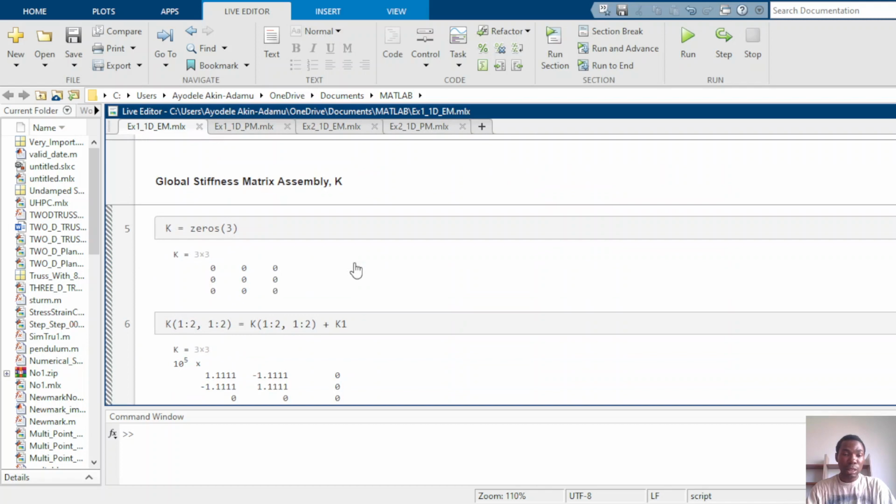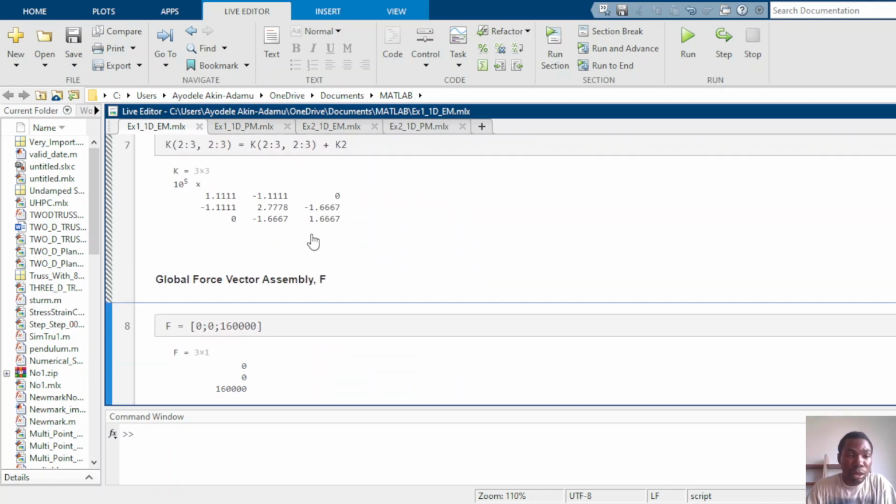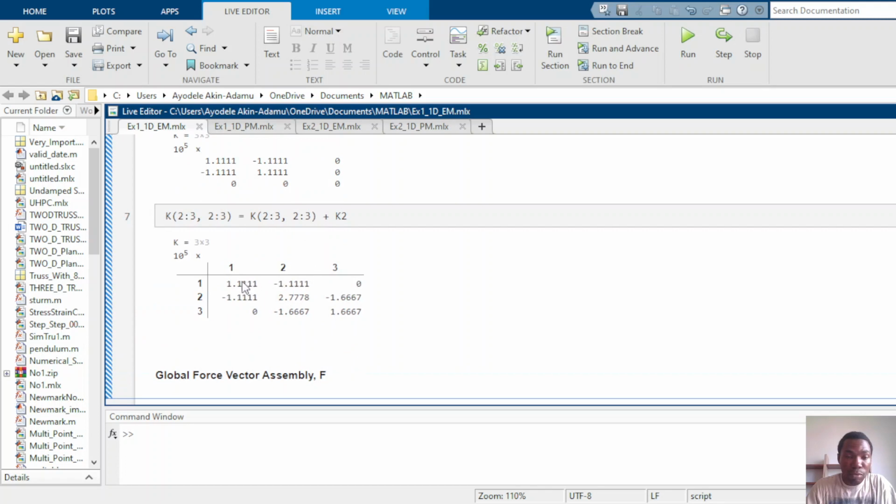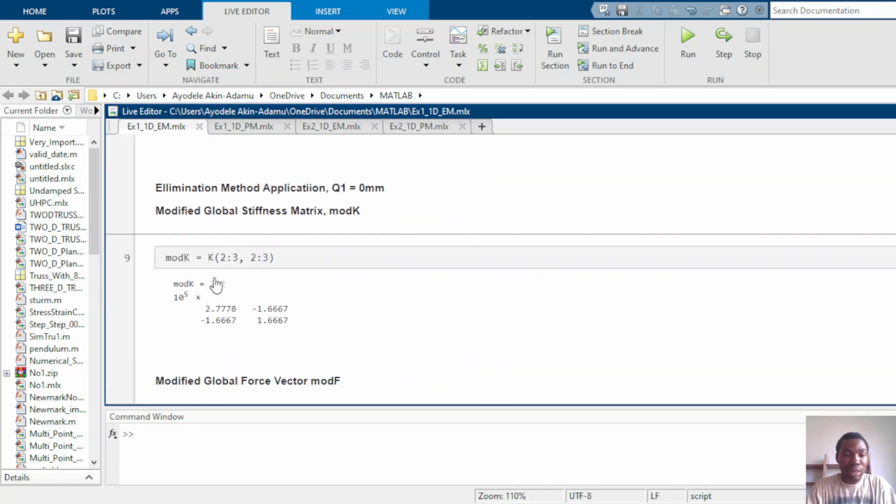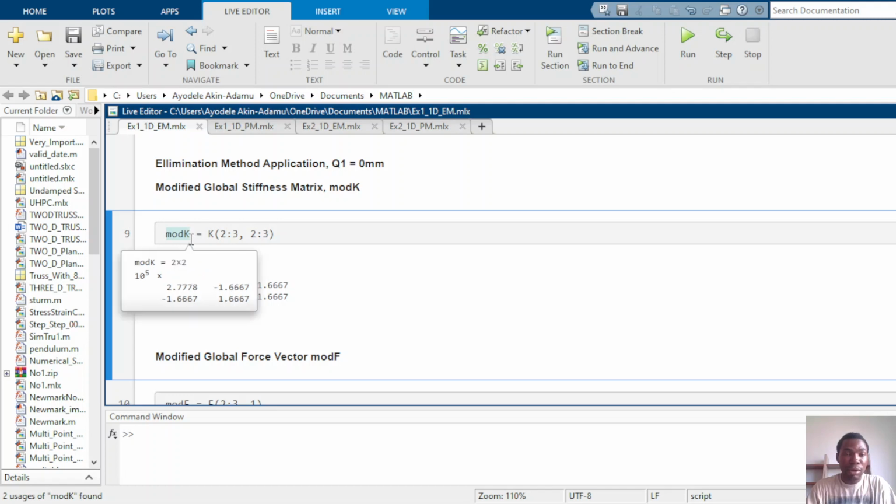So it means that, let me show you our global stiffness matrix. This is our final global stiffness matrix. We need to eliminate this column, and we also need to eliminate this row. Once the rows and column are eliminated, we will only have this remaining. So this is our modified global stiffness matrix, which I will denote in this lesson as mod K. I define mod K as our modified global stiffness matrix, and you do this.